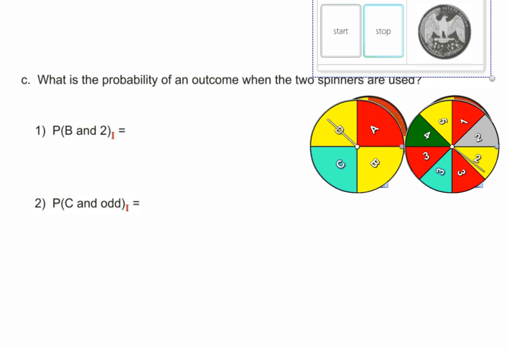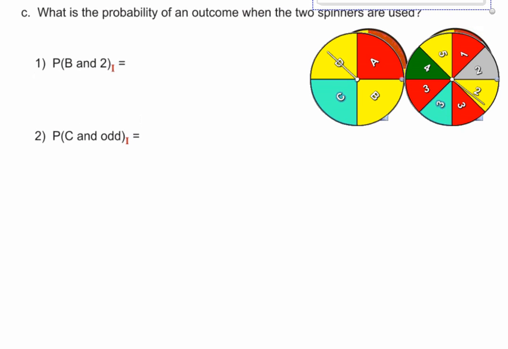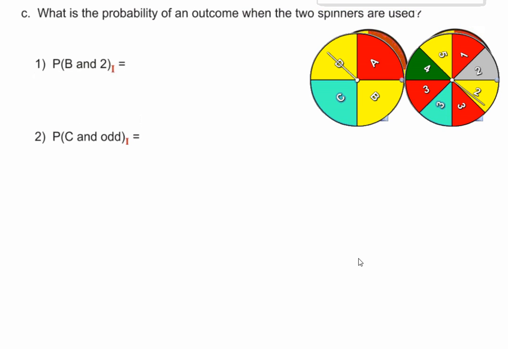All right, so we've got one other situation here with 2 spinners. But you can see that the spinners are different, right? So here we've got 2 spinners we're going to use. Each spinner is a little different. Go ahead and figure out the probability of a B and a 2. And then figure out the probability of a C and an odd. Go ahead and do both of those.